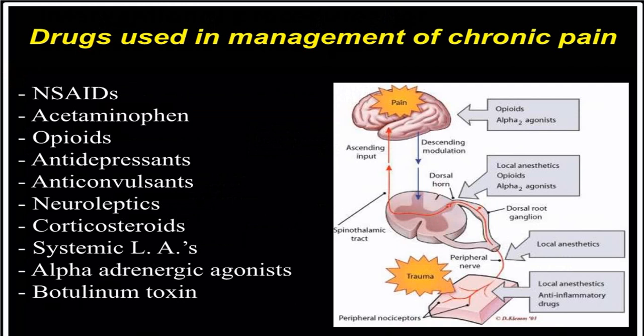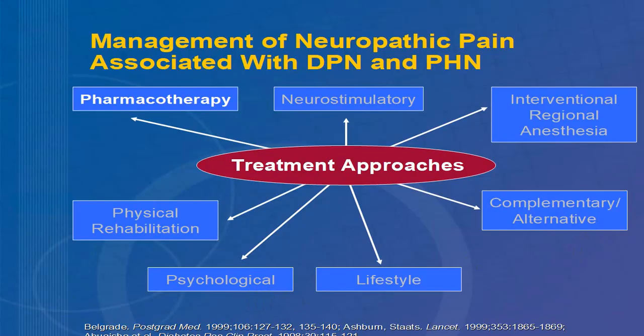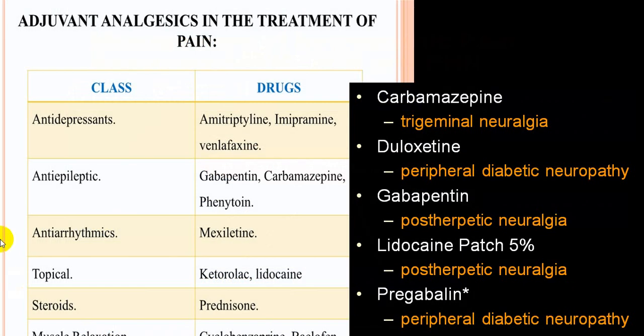These are for chronic pain, right from NSAIDs, opioids, antidepressants, anticonvulsants, neuroleptics, glucocorticoids, local anesthetics, alpha adrenergic agonists, and sometimes you can use a muscle relaxant like botulinum toxin, Botox. In neuropathic pain, mainly the addition of gabapentin, etc. is very, very useful. These are some of the neuropathic pain conditions, and some drugs are selective in some conditions. I have mentioned some of the conditions.